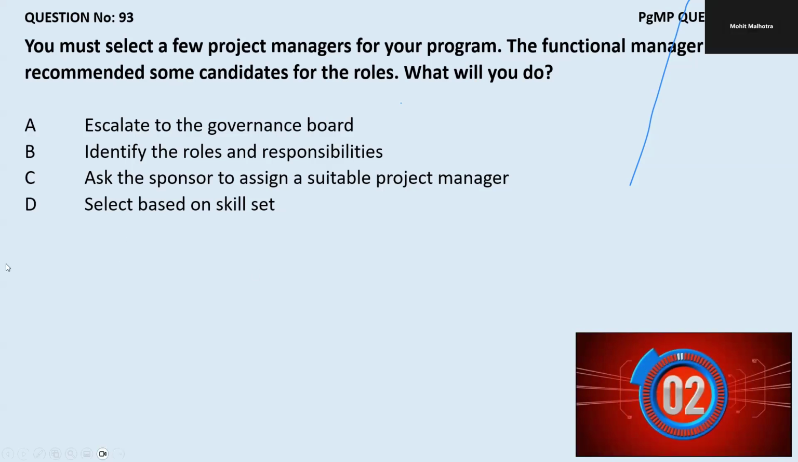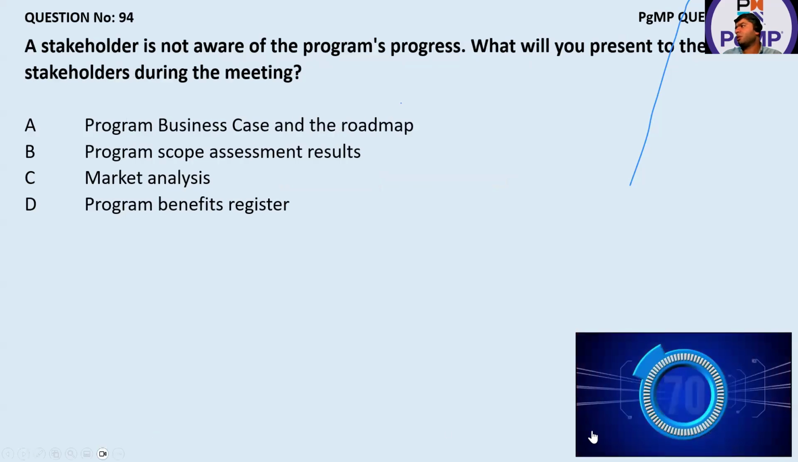It happens. Okay. You must select a few project managers for your program. The functional manager has recommended some candidates for the roles. What will you do? Straightforward, option number D. So this is a very easy question. We will not spend the time on it.